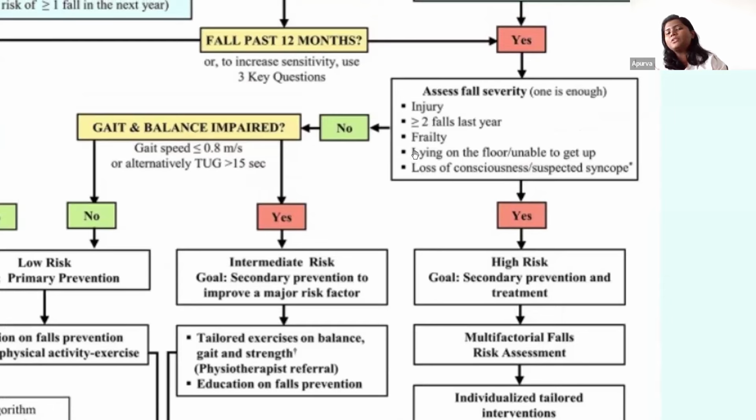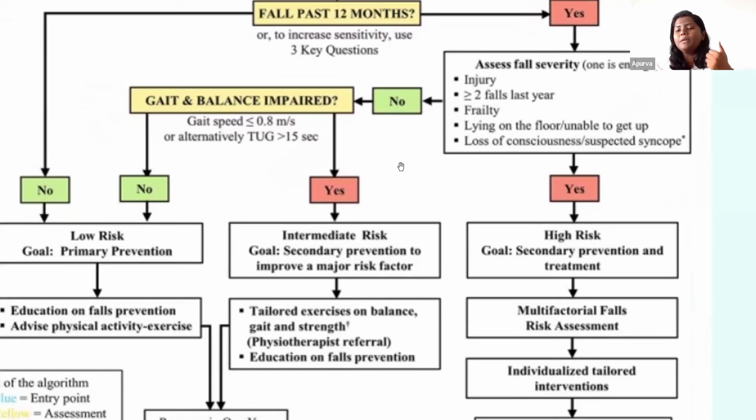While if a similar patient comes to the emergency department and none of these is positive, like the injury, less than 2 falls in past 2 years, lying on the ground and unable to get up, and syncope, you immediately assess the patient's balance and gait. The most appropriate tools to assess balance and gait should be considered the gait speed and or timed up and go.